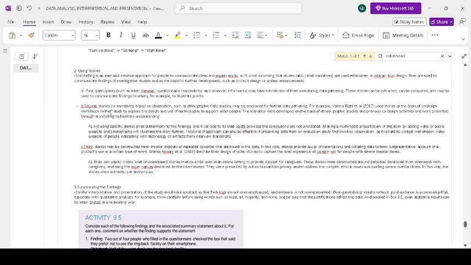Second, stories or narratives based on observation, such as ethnographic field studies, may be employed for further data gathering. For example, Valeria Wright used stories as the basis of co-design workshops in their studies to explore the design and use of technologies to support older people.